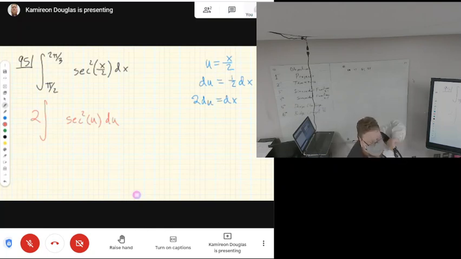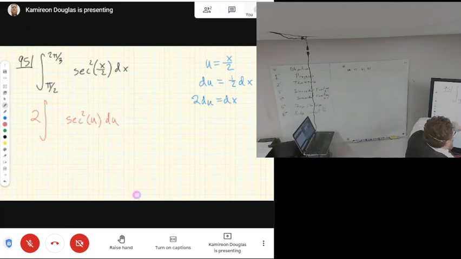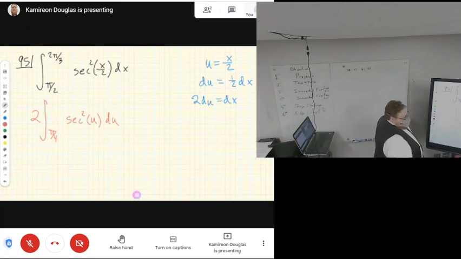But don't forget my bounds change as well. So what happens to the lower bound? It was originally pi over 2. What's my new lower bound? Pi over 4. Why is it pi over 4? Pi over 2 over 2. Yep, you got to plug this number into here to determine the u version of that number.